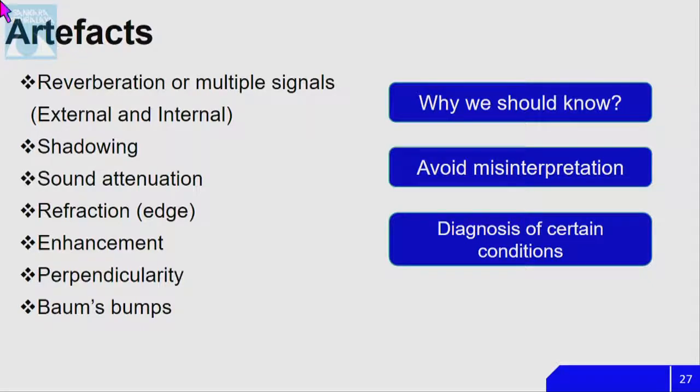Perpendicularity: when we keep the probe perpendicular to a structure, you will get a high reflective echo. If we slightly change the probe position so it is not perpendicular, the intensity of the echo might change. And bumps are nothing but refraction. They are seen as masses in the superior and inferior fundus in a B scan, because of the refraction of the sound wave by the periphery of the lens. It is also a kind of edge or refraction artifact. So why should we know artifacts? Because we should avoid misinterpretation, and second, a few artifacts we actually utilize to diagnose a few conditions.